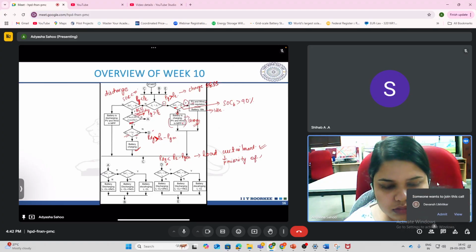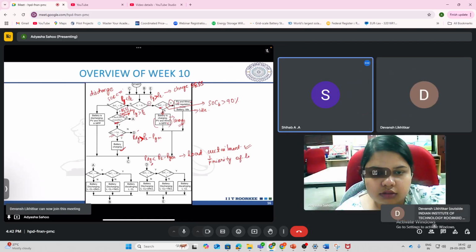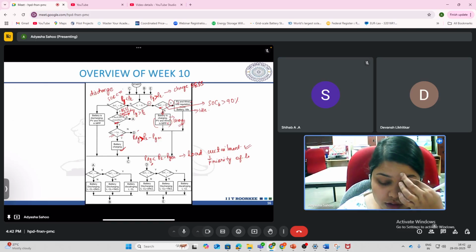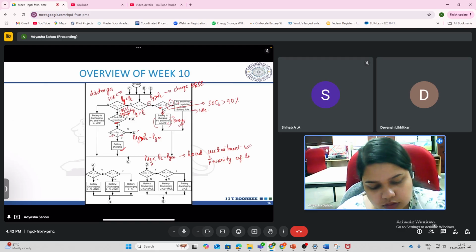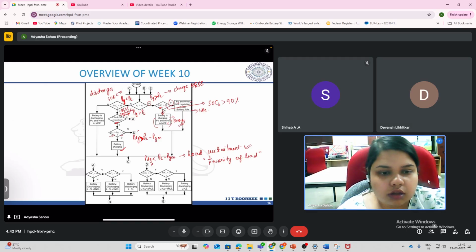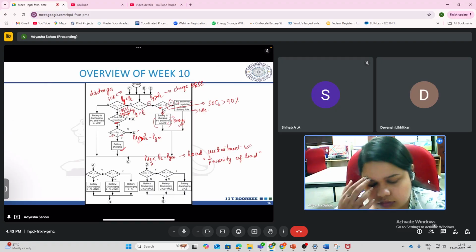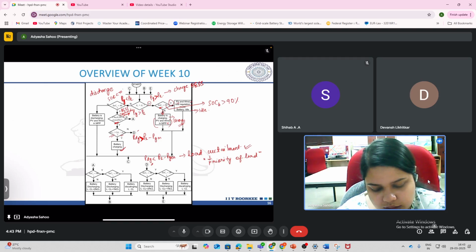So some loads are crucial. So we know that some loads are crucial. They are more important than others, such as your hospitals, airports, military stations. So we always want that these kinds of loads are always on. They cannot be curtailed. So then the load curtailment again depends upon the SOC of the battery.